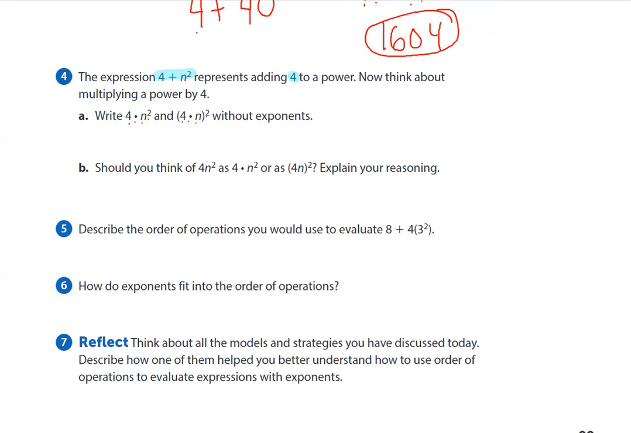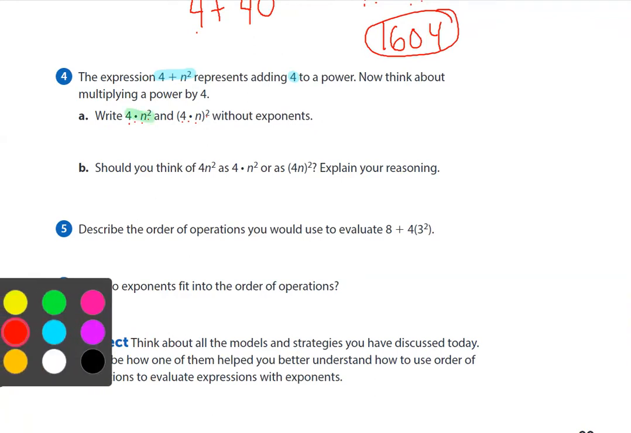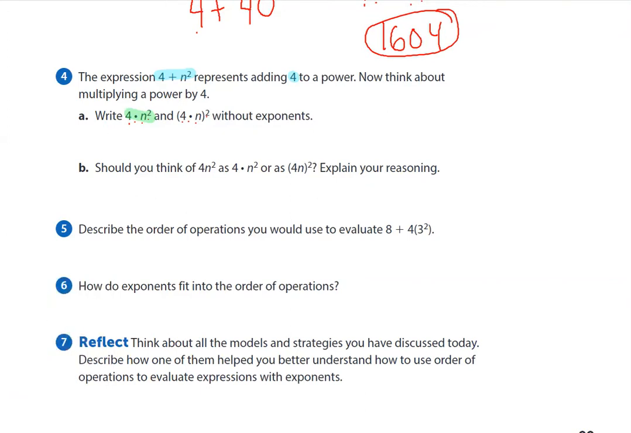So we're going to write these out now without exponents. So this one here, we'll put it in 2 different colors. Let's color code it. You know how much I love color coding. That one will be green. Okay, so this is 4 times, we have to do this without exponents, we have to expand this out. n times n. There we go.